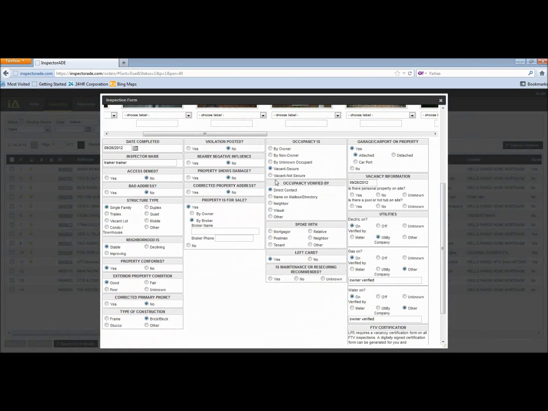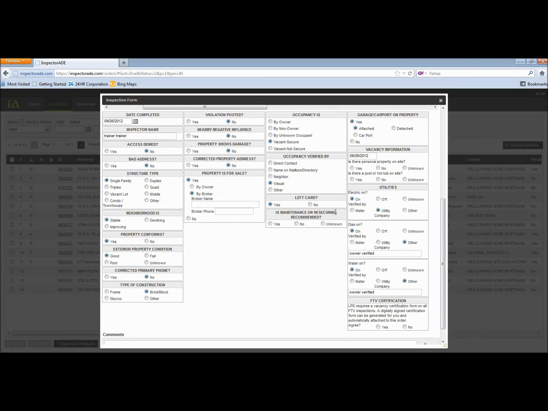So it's going to say, we need to say visual. And it's going to ask me, is maintenance or resecuring recommended? And I'm going to say yes or no, depending on if there is anything. If they need to change the locks, well, if it's a first time vacant, then yes, they would need to change the locks. Any glass that needs to be fixed, anything that needs to be boarded, the grass needs to be cut. You can also take a photo of that if you can't see it in the front of the house photo or the sides or the back.